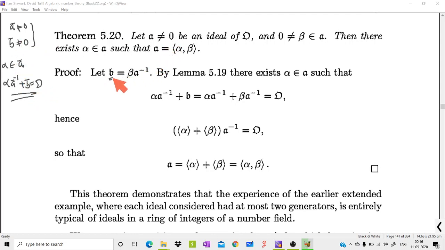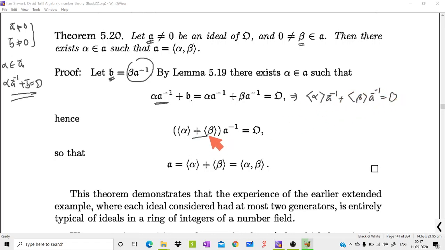We already have a non-zero ideal A here and an element beta, so using this beta we construct a new ideal beta A inverse, that is B. Corresponding to these two non-zero ideals, using the lemma we can find an alpha from A such that alpha A inverse plus B, where B is beta A inverse, is equal to O. Taking A inverse out, this implies the ideal generated by alpha A inverse plus the ideal generated by beta A inverse is equal to O.